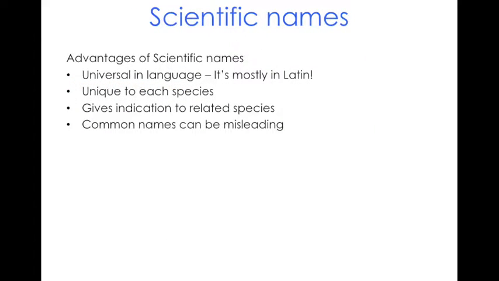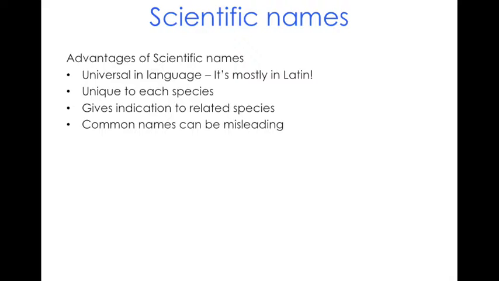Okay, the advantage of using scientific names is that it's a universal language. Most of it is in Latin, so it doesn't matter if you're studying an organism in English or in French. The common names might be in English or French, but the scientific name is in Latin. Scientific names are unique to each species. Every species has a scientific name attached to it, so no two species will share the same scientific name. It also gives some indication of how species are related: Panthera leo for the lion, Panthera tigris for the tiger.